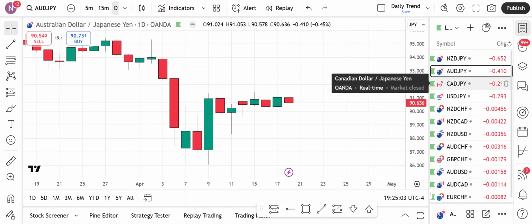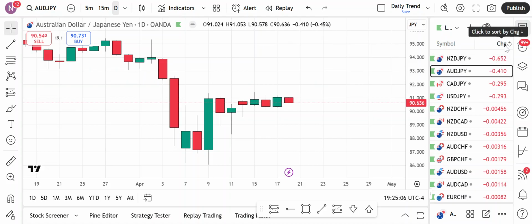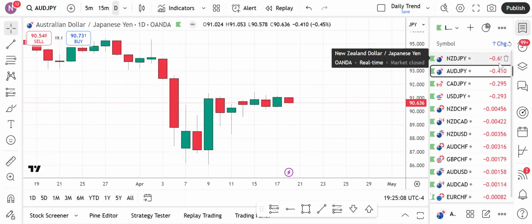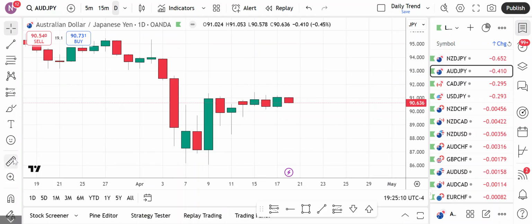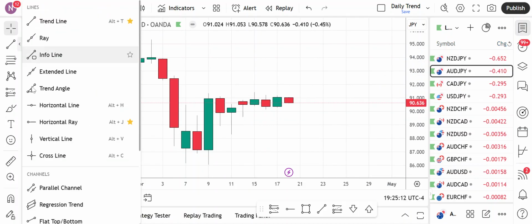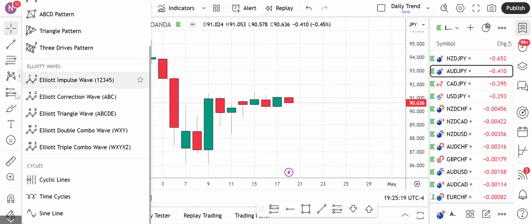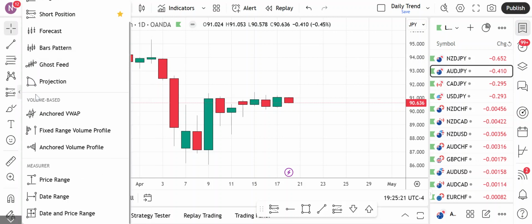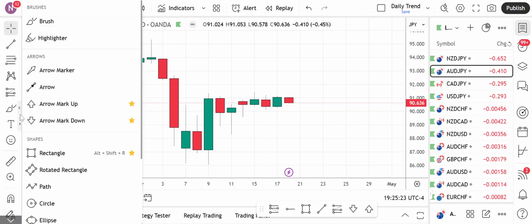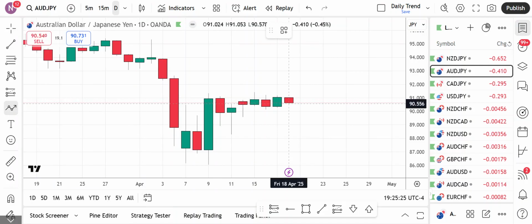So when I come to the chart on London, what I like to do is just organize these by the one that has the biggest red number, because that tells me that price has done something like this. Let's see if I can find that tool here. Yeah, here we go. All right.